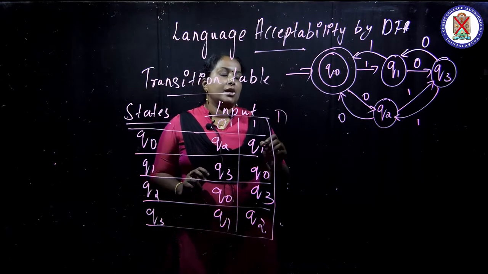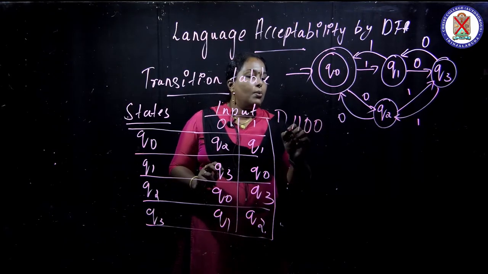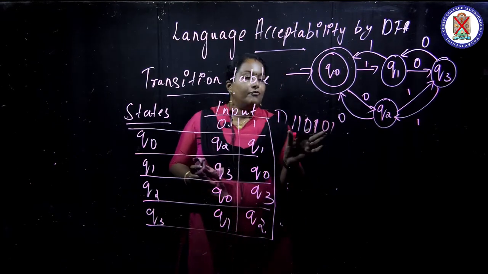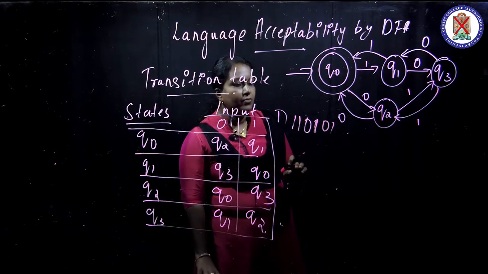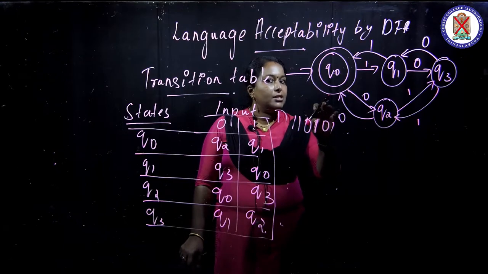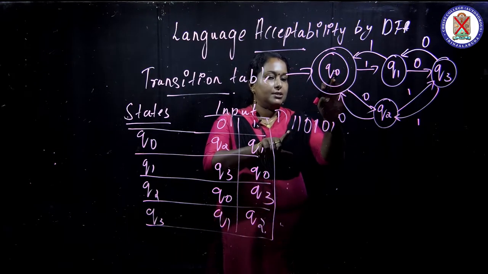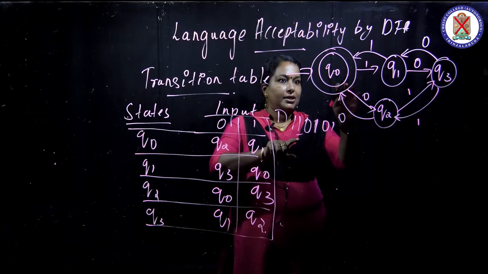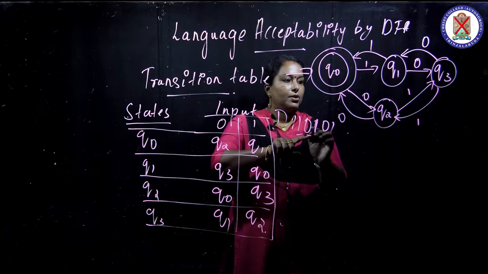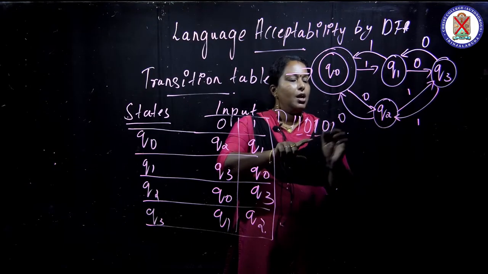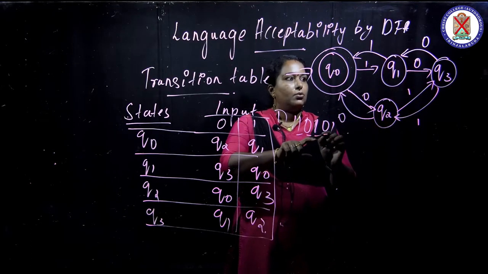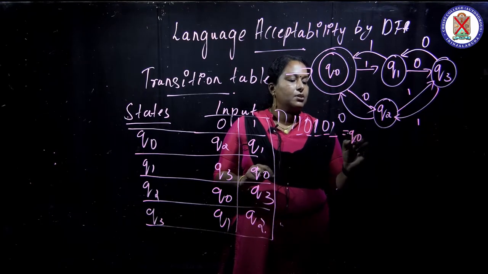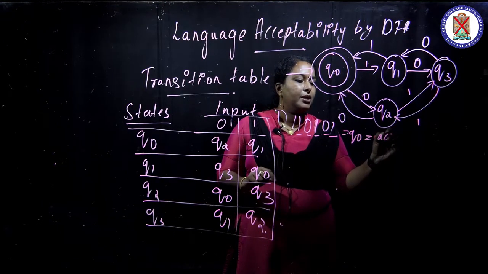In this question, we are checking whether this DFA accepts the string 110101. You can check in the informal way. Starting from Q0, on 1 it goes to Q1, then on 1 it goes to Q0. From Q0, on 0 it goes to Q2. From Q2, on 1 it goes to Q3. From Q3, on 0 it goes to Q1. From Q1, on 1 it goes to Q0. The last state is Q0, which is the accepting state, so this string is accepted.